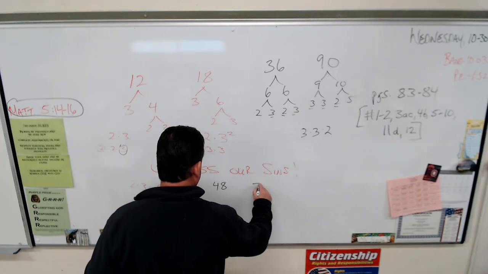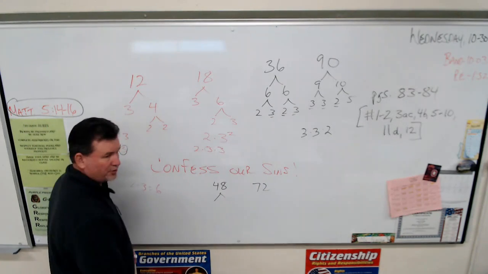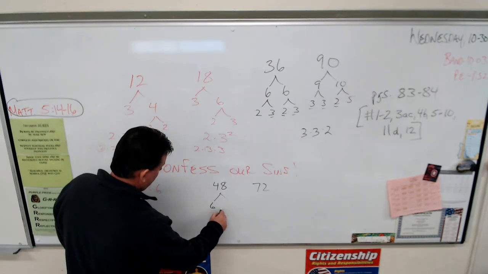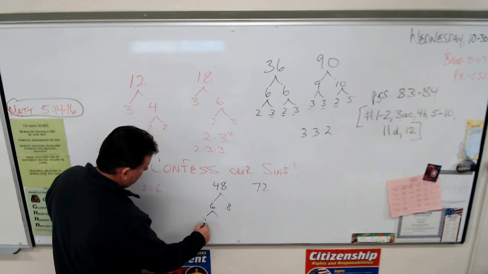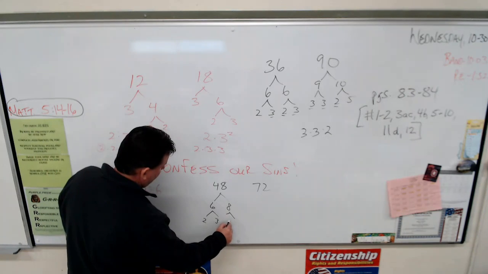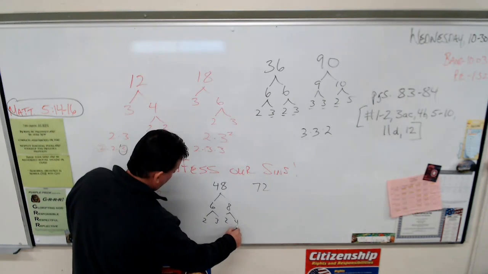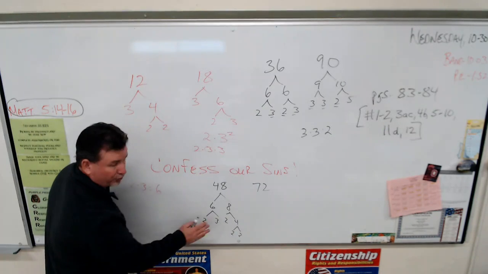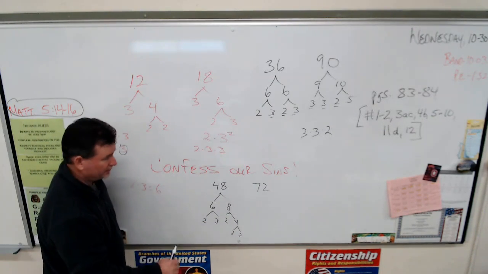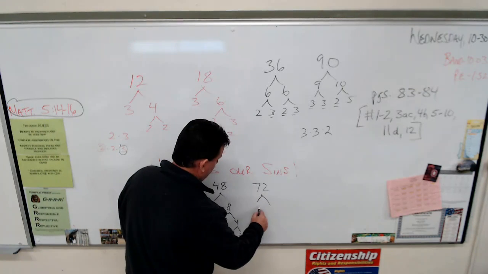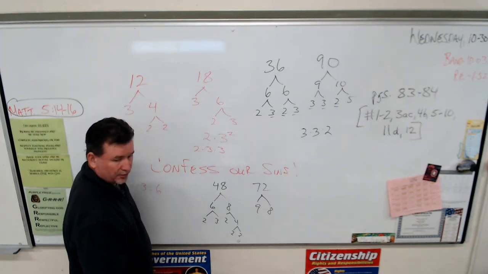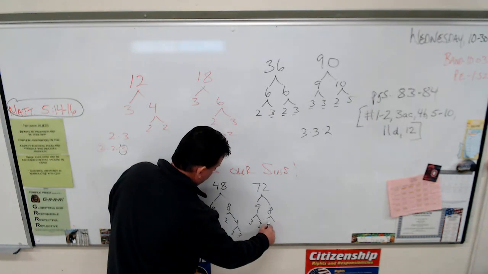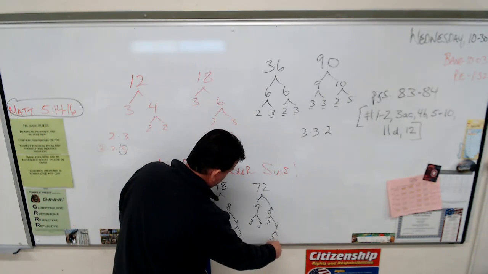Somebody wants me to. What am I using? Give me something. 6 and 8. Let's break down 6. Let's break down 8. Let's break down 4. Okay, I got 1, 2, 3, 4 2s and 3. Right? 6 and 12. Let's break down 9. 3 and 3.